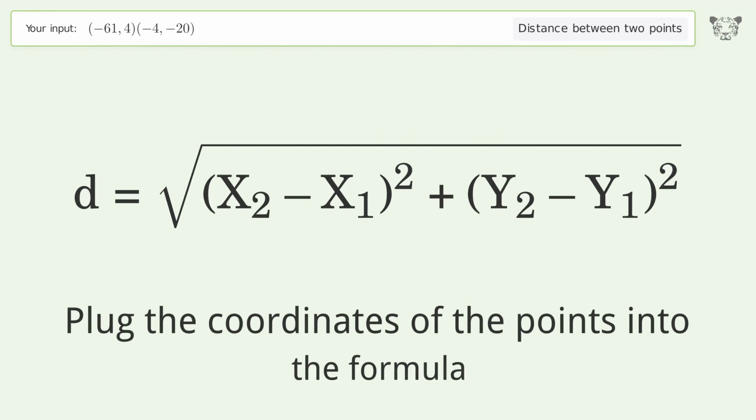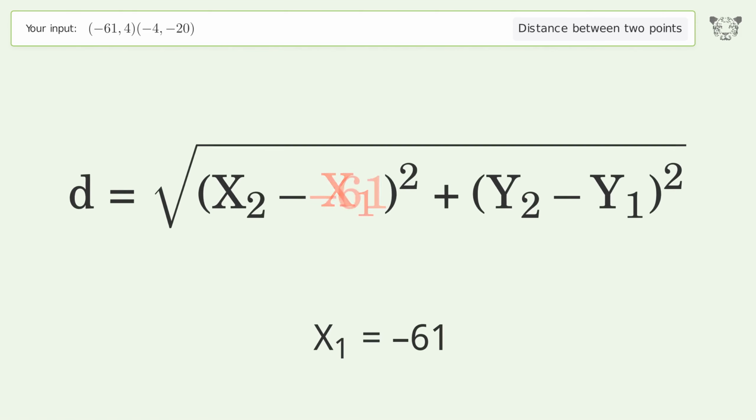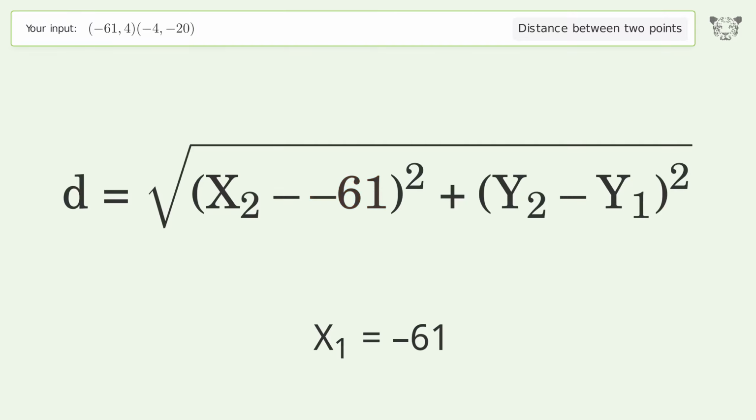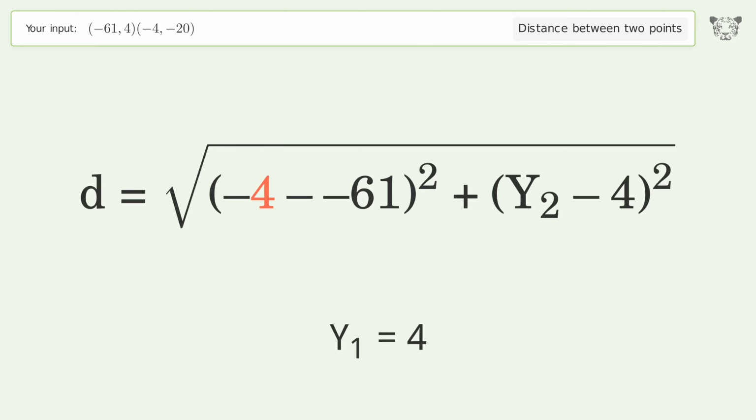Plug the coordinates of the points into the formula. x1 equals -61. x2 equals -4. y1 equals 4. y2 equals -20.